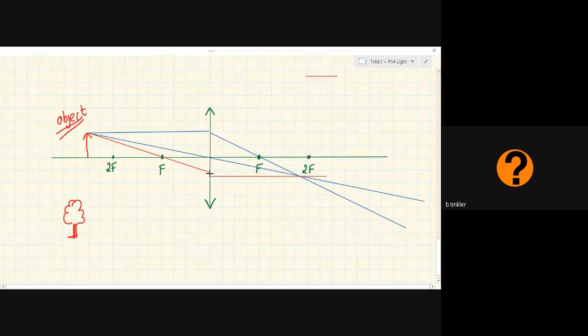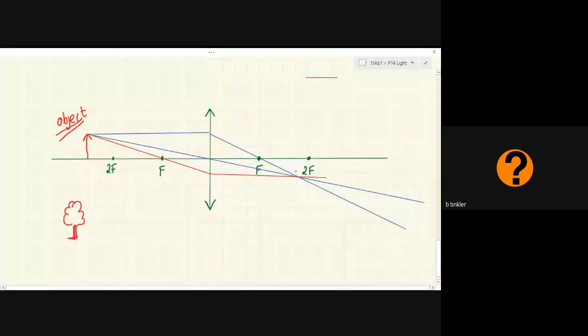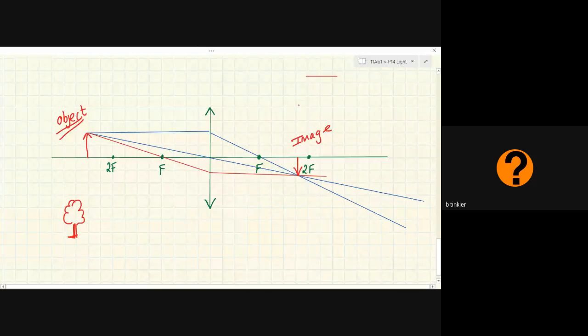Oh dear, can I move this? It's all a bit glitchy and rubbish. Let's move that down a bit. Okay. So there's our third line. You can see that we don't cross is where this part of the object will be. So the tip of the arrow will be here, and my image will form here.